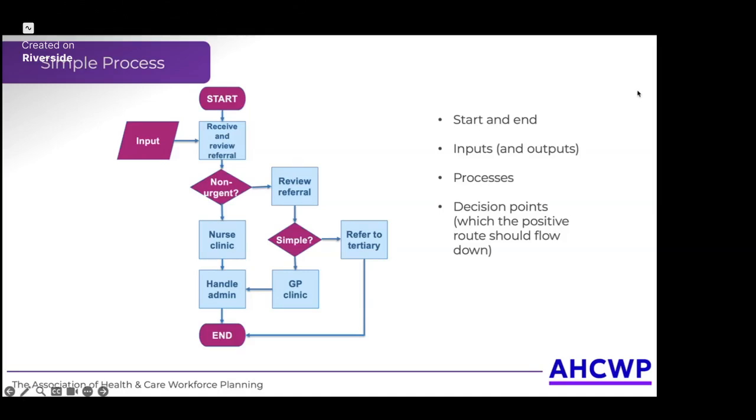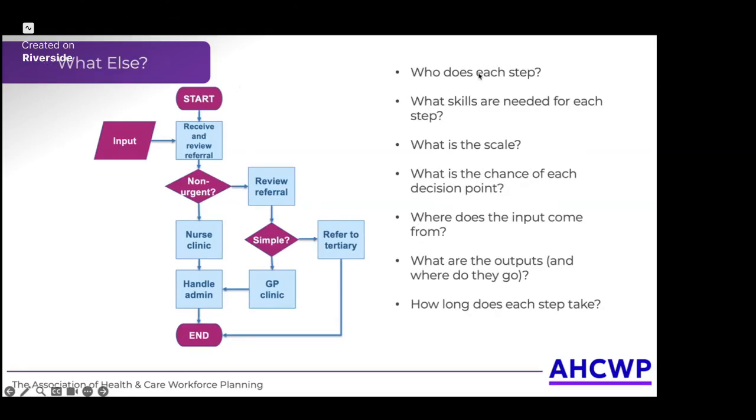The fun thing also about setting things out in a process map is that by looking at the number of decision points, we can often see how complicated a role is. Typically, the more complicated that role is, the higher the band of staff or the more training is required. So you draw out that simple process in a process map. What you also then consider is other things. So who does each step? What skills are needed for each step, what the scale is, what the chance of each decision point is, etc. Where the input comes from, what the outputs are and where they go, and how long each step might take. And you can collect that information.